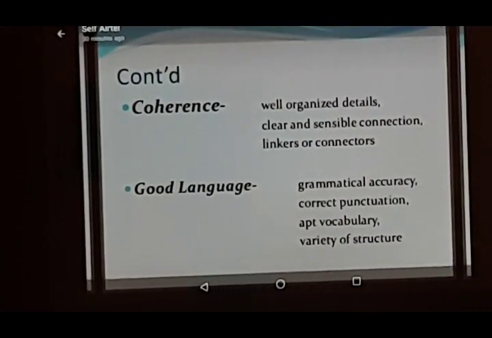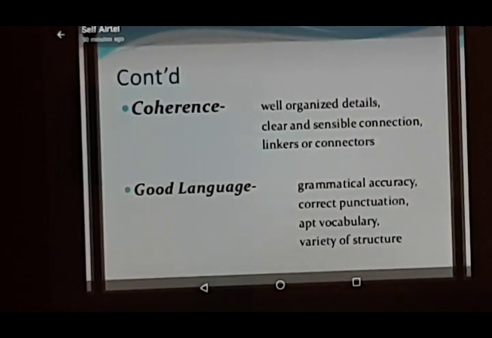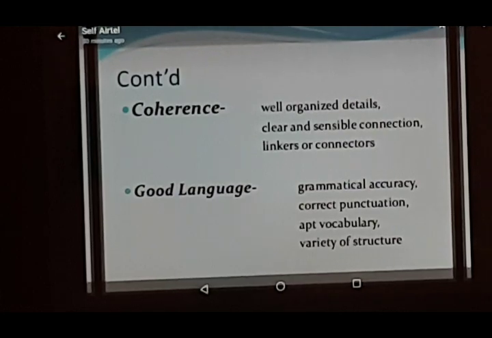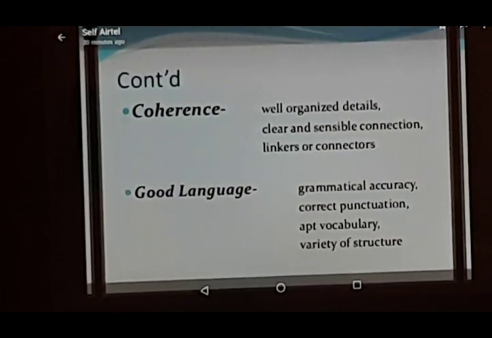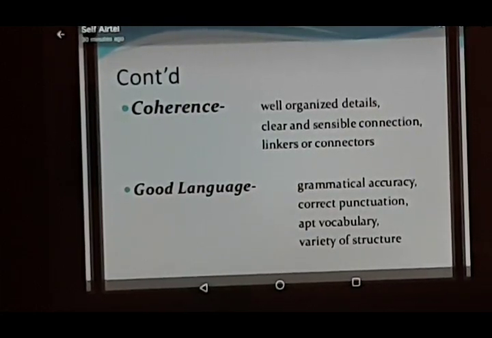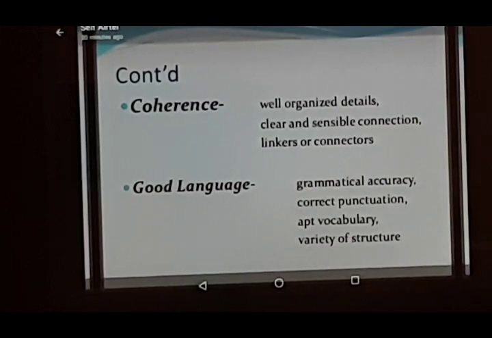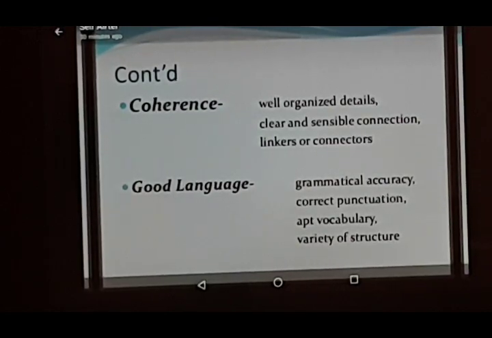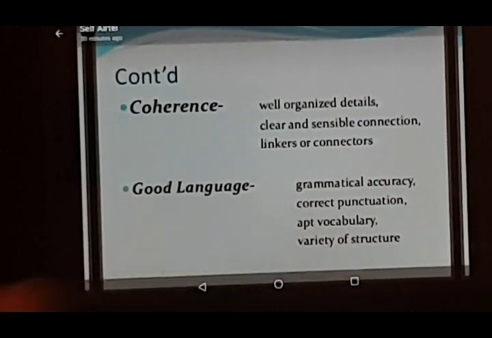Then good language. Of course, if you have good vocabulary, if you know good words, and if you are good in grammar, then nothing would stop you from writing a good paragraph. So good language is one of the main components of a good paragraph. Grammatical accuracy, where you should have correct punctuation, apt vocabulary and variety of structure.